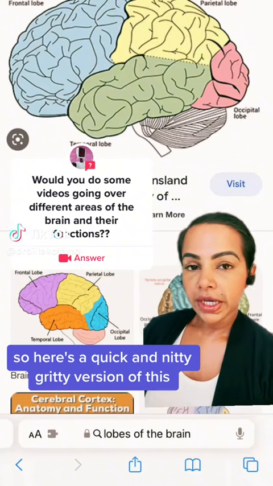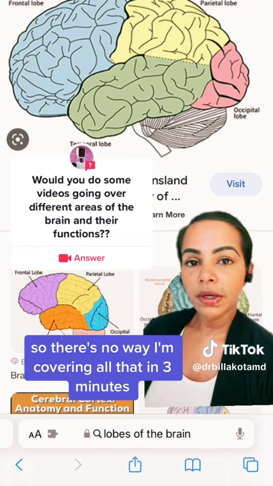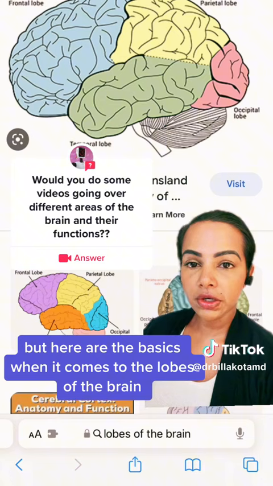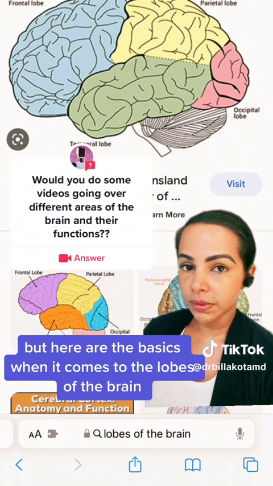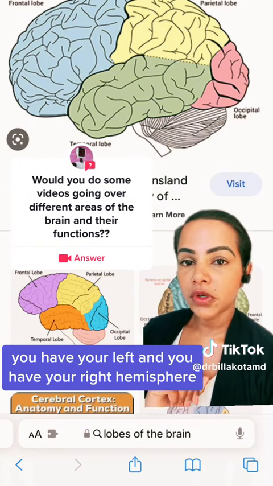So here's the quick and nitty-gritty version of this. The brain has a lot of different areas, so there's no way I'm covering all that in 3 minutes, but here are the basics when it comes to the lobes of the brain. So we know the brain is divided into two hemispheres. You have your left and you have your right hemisphere.